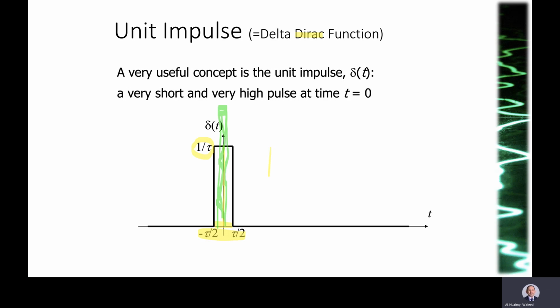Now imagine the limit as that becomes really, really narrow and really, really tall. It'll have a width of zero and an amplitude of infinity, but the area remains one. It doesn't make sense, I know. How can it have an amplitude of infinity but an area of one? But just think of it as a pulse with an area of one that just becomes very, very narrow, very, very tall. So it's the limit.